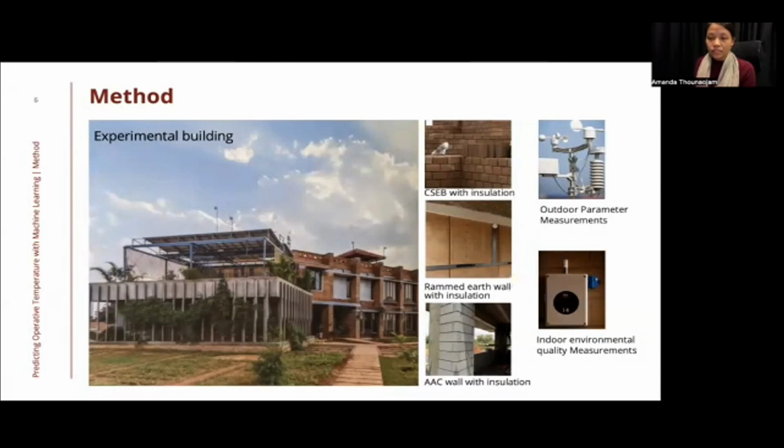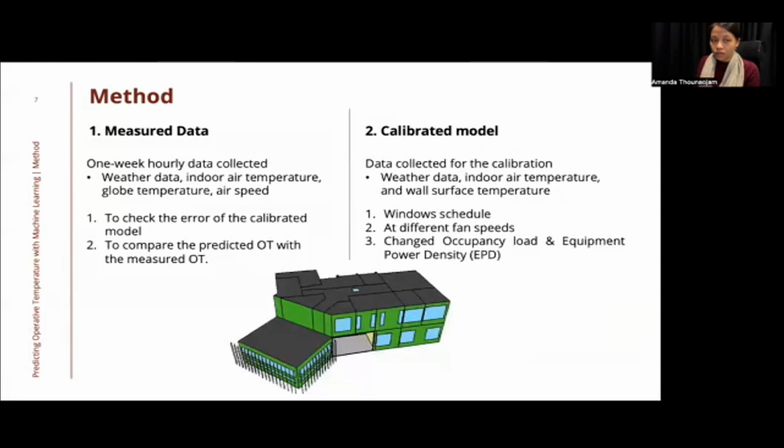And this building is heavily monitored in terms of indoor environmental quality, outdoor parameters, water, as well as energy. So to generate data sets for training the machine learning algorithm, two types of method were used. One is the measured data and the other is the data sets from the calibrated model.